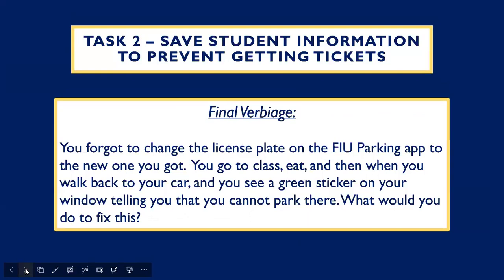Task 2 is to save student information to prevent getting tickets. The final verbiage on that is: you forgot to change the license plate on the FIU parking app to the new one you got. You go to class, eat, and then when you walk back to your car, you see you have a green sticker on your window telling you that you cannot park here. What would you do to fix this?